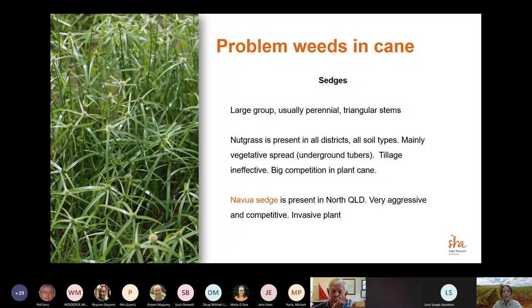Another important sedge to mention is Navua sedge, which is only found in northern Queensland. However, it's even more aggressive and competitive than nut grass. And it is in red, so it is classified as an invasive plant under the Biosecurity Act. There's a picture of it on the left.